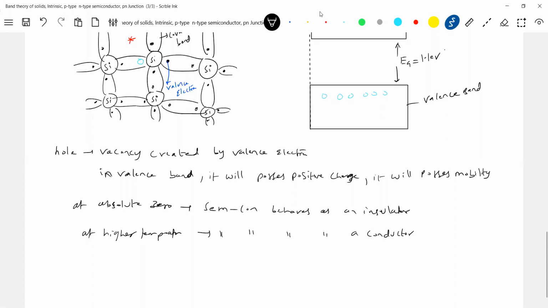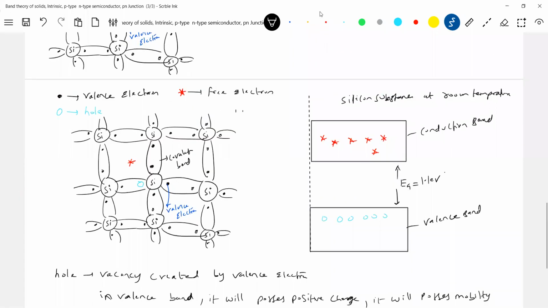At room temperature, the material will behave like its own semiconductor. So what we're discussing is at room temperature. You can see a few free electrons and a few holes. So this is what we call the intrinsic semiconductor. It's a pure semiconductor.